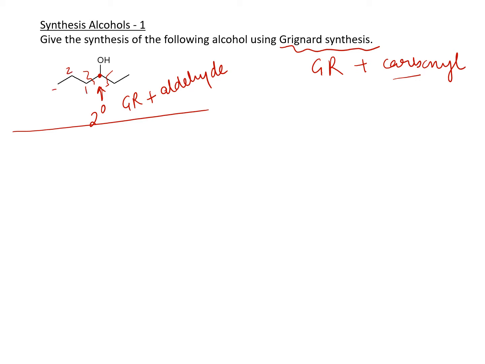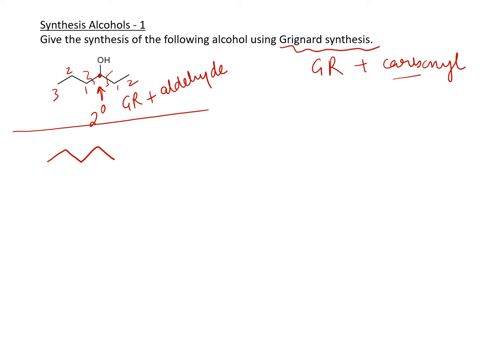So 1, 2, 3 on one side, and then 1, 2 on the other side. First focus on the alcohol and see if you have a symmetrical compound or an asymmetric one. In this case it's asymmetric, which means that I will have two fragmentations, which means I will have two different syntheses for this. So let's get started. We'll take each synthesis one at a time.